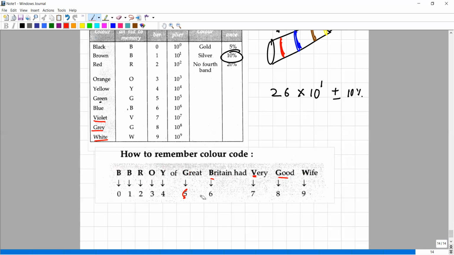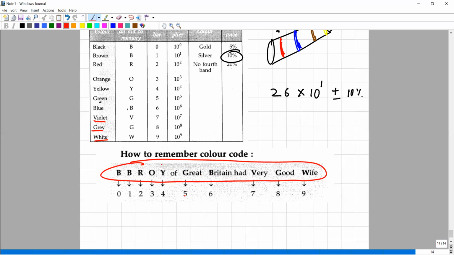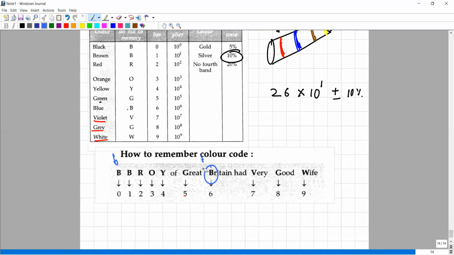So when you learn this pretty easy jingle, you will remember it. BB Roy of Great Britain had very good wife. But in this jingle, I have experienced students making mistakes with this BB and this B. There are three different Bs in this one. So do remember that the first B is black, the second is brown, and the third is blue. So black, brown, blue. I have known students who somehow in the exam think that this is blue. So don't make that mistake.